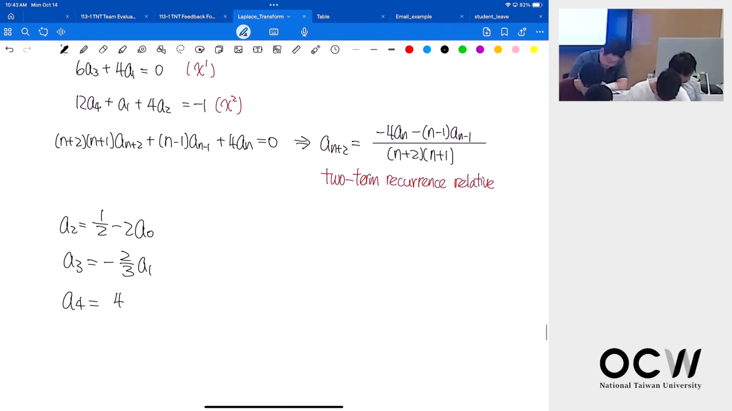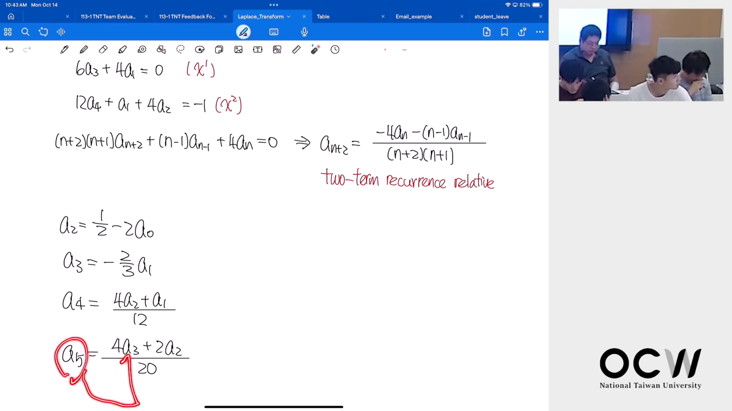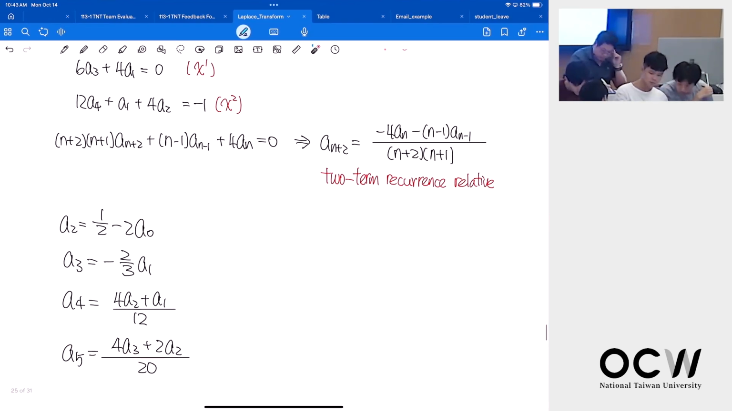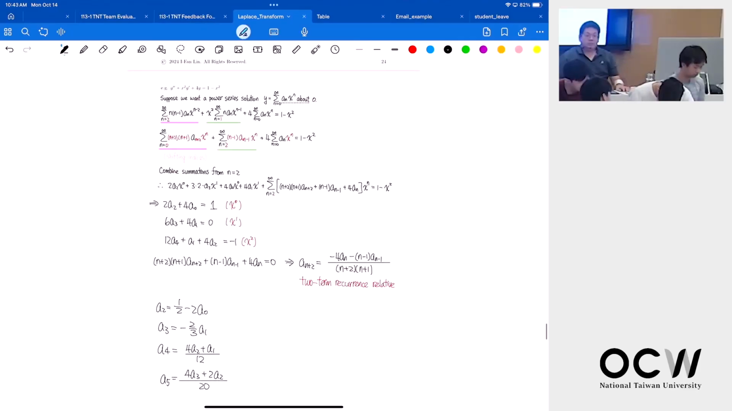a4 will be 4a2 plus a1 divided by 12. And your a5 will be 4a3 plus 2a2 divided by 20. So you can see that the coefficients depend on the previous two coefficients. Any questions for this?